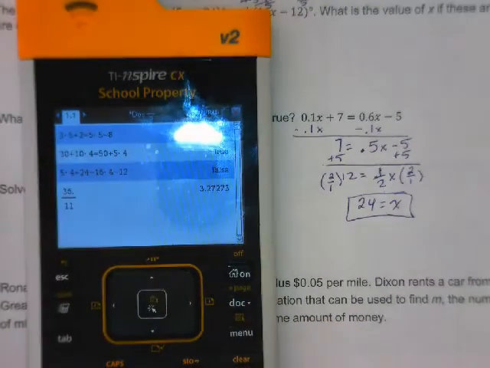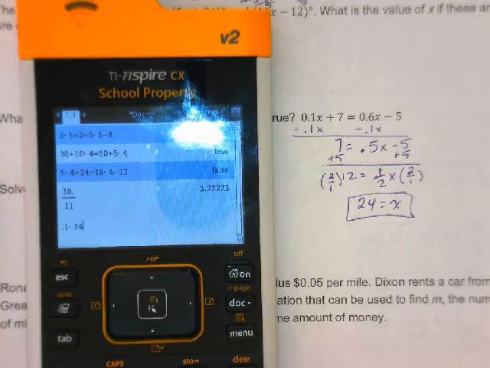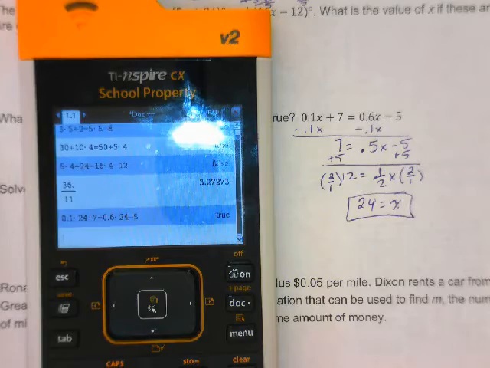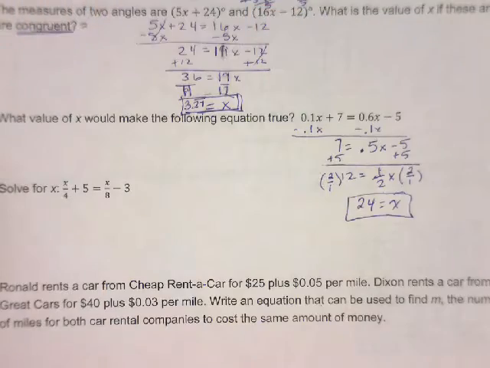And again, as we just saw, the importance of plugging in. So 0.1 times 24 plus 7 is equal to 0.6 times 24 minus 5. True statement. Whoop-de-doo. Good job.